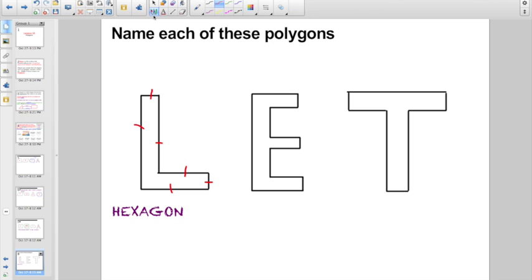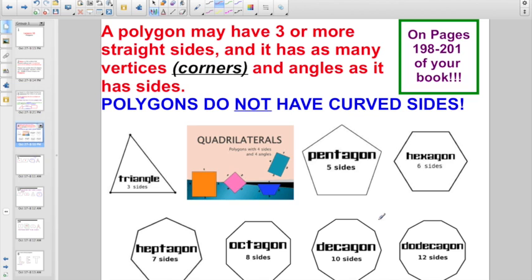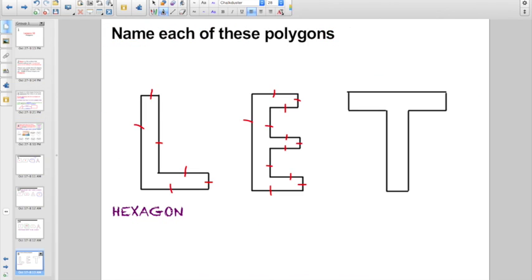Let's go and try another one here. Let's just count the sides. One side, two sides, three, four, five, six, seven, 8, 9, 10, 11, 12. Do you remember what that 12-sided shape was? If it had 12 sides, it's called a dodecagon, right? So let's just go ahead and type that in or write that in. In your case, that is a dodecagon.